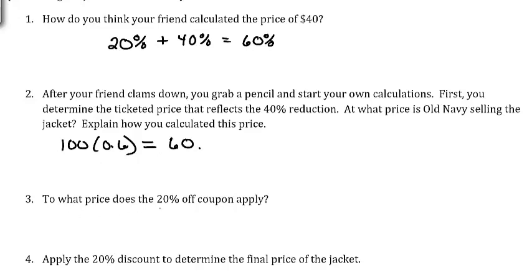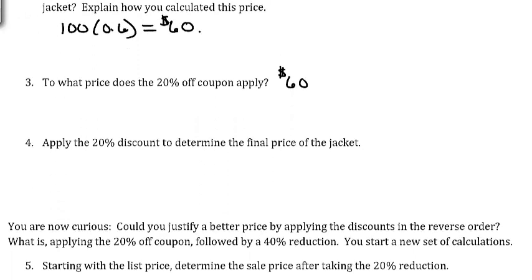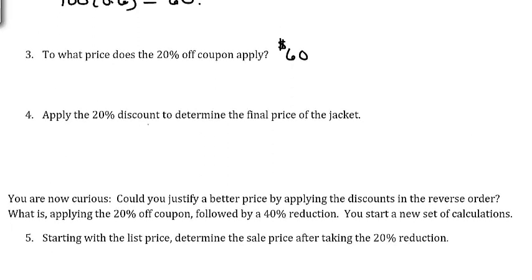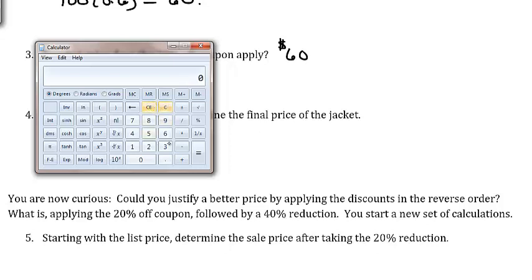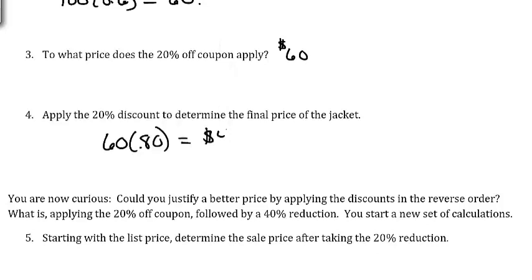To what price does the 20% off apply? Well, this applies to the $60 from number 2. Apply the 20% discount to determine the final price of the jacket. So we're going to take that from the $60, and if you have a 20% off or 20% discount, that means you're paying 80% of that, and so we're going to multiply by the decay factor of 0.8. And when I take 60 times 0.8, what we get is the $48 that the cashier had calculated originally.